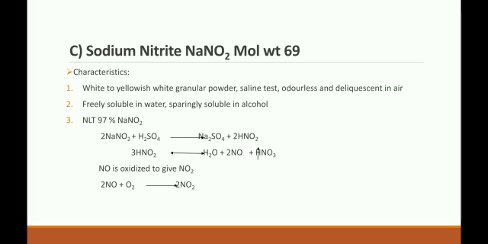Sodium nitrite is decomposed by dilute acid with the evolution of pale brown fumes due to instability of the liberated nitrous acid. The reaction is 2 NaNO2 plus H2SO4, which gives Na2SO4 plus 2 HNO2. And then 3 HNO2 decomposes to give H2O plus 2 NO plus HNO3. The nitric oxide is oxidized to give NO2, where 2 NO plus O2 is oxidized to 2 NO2.